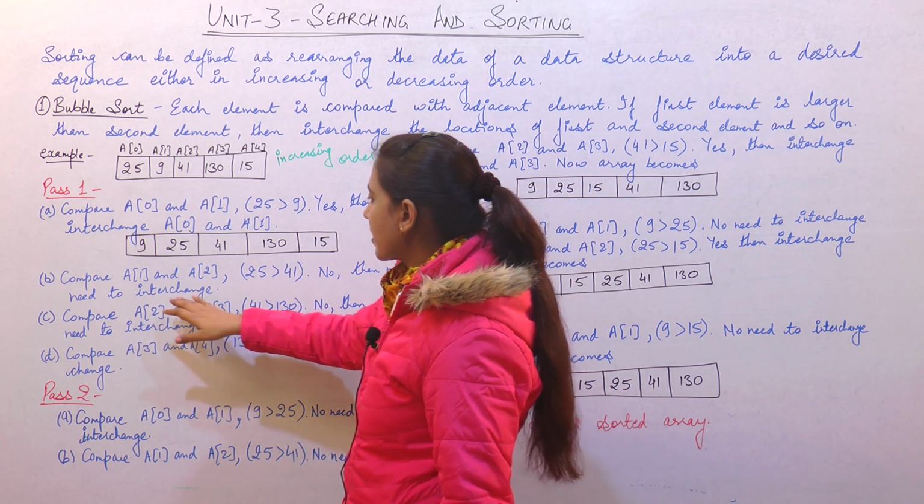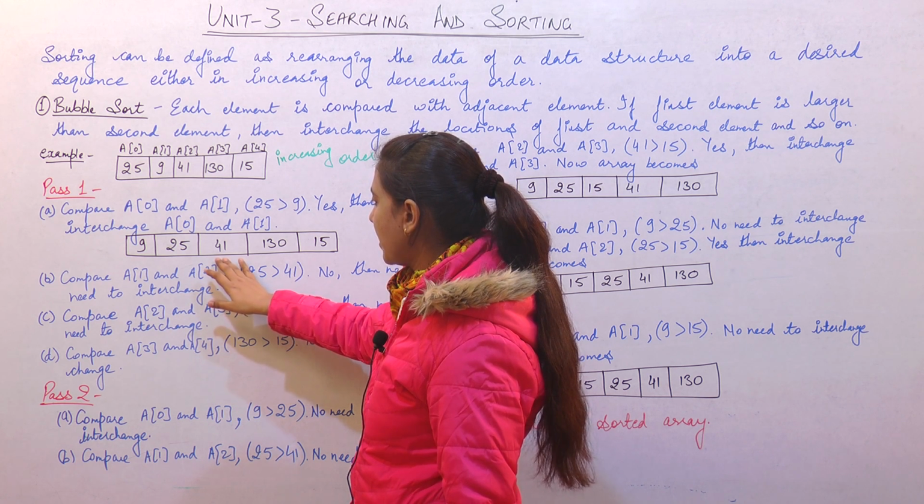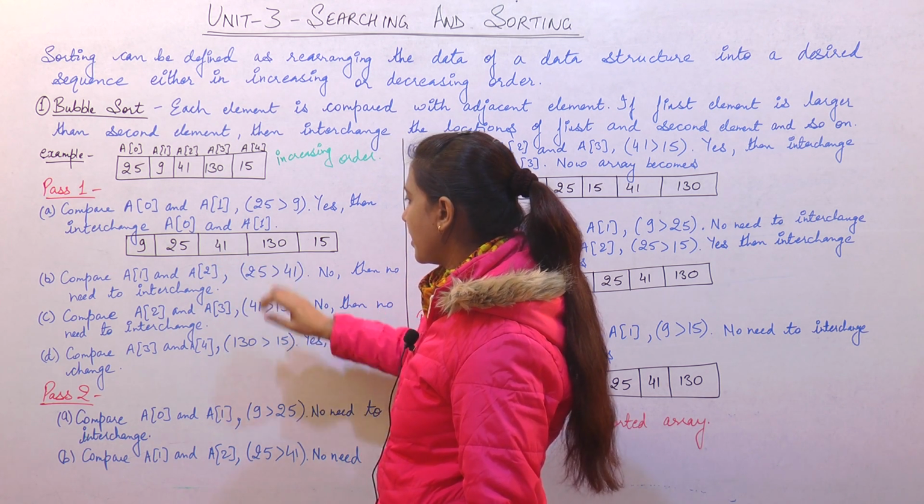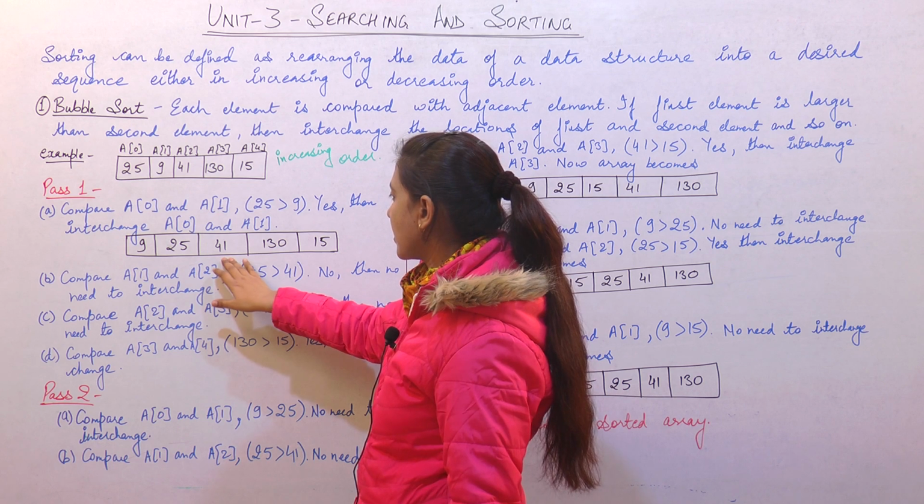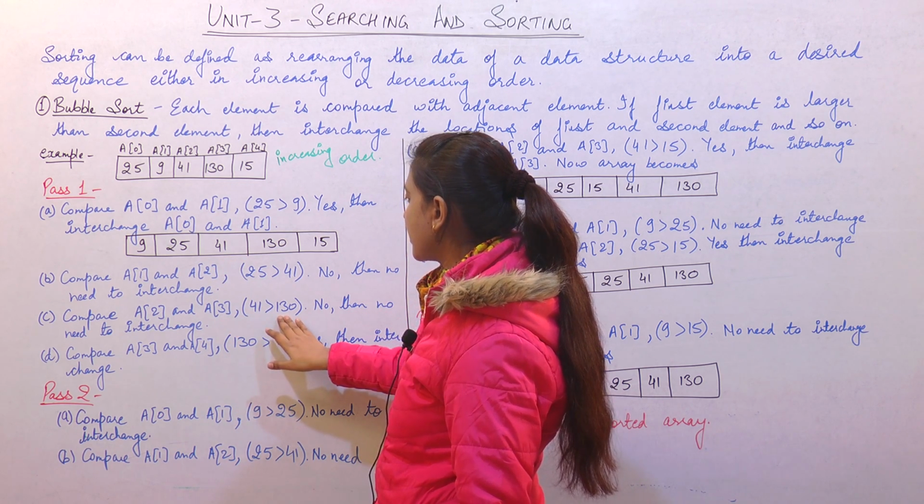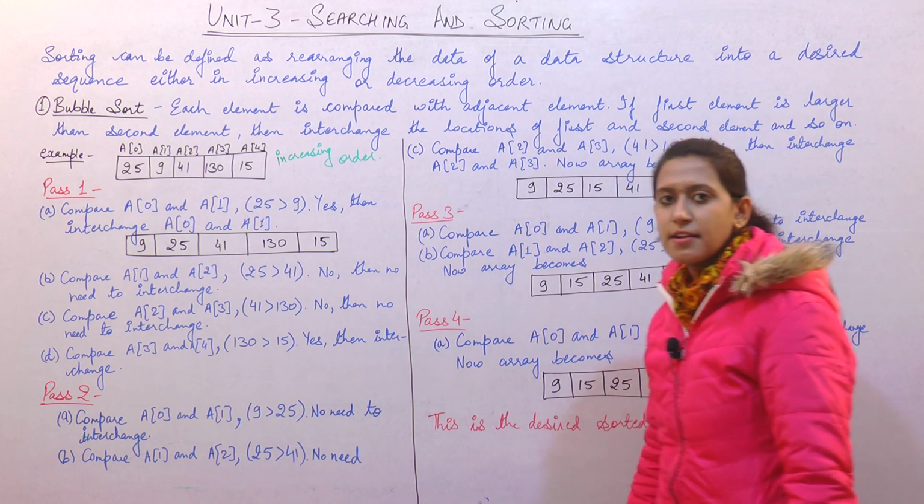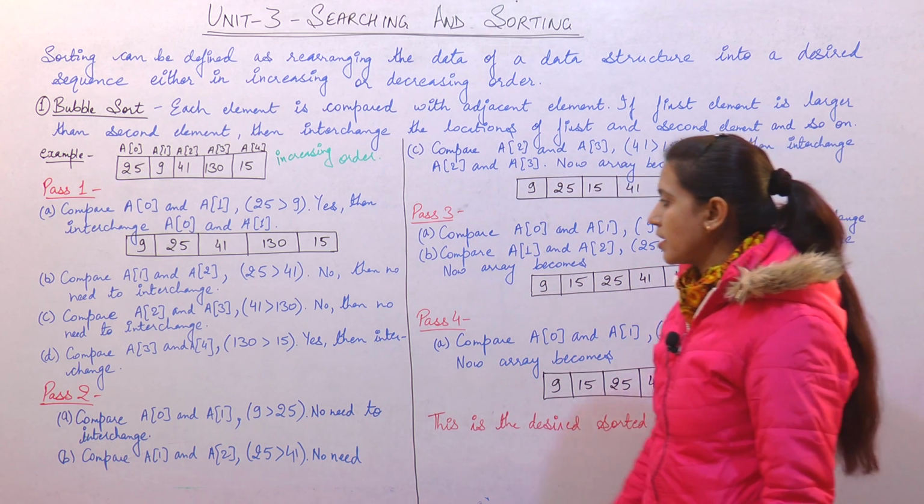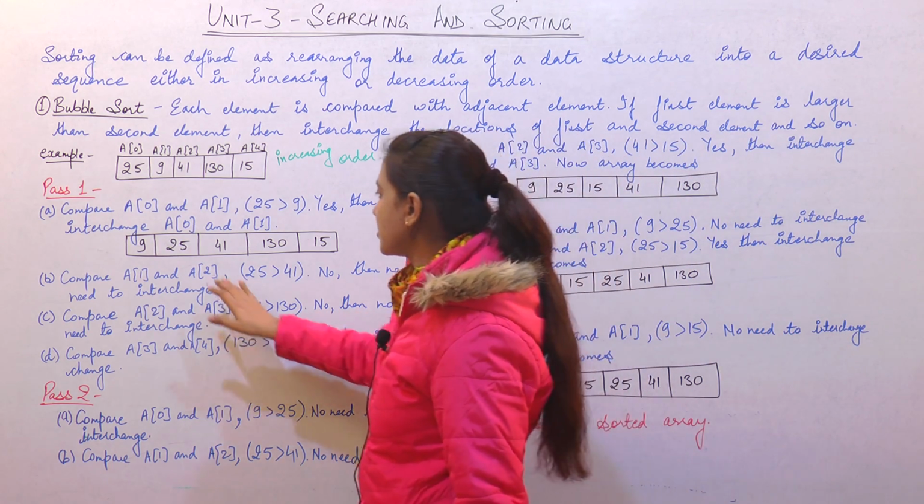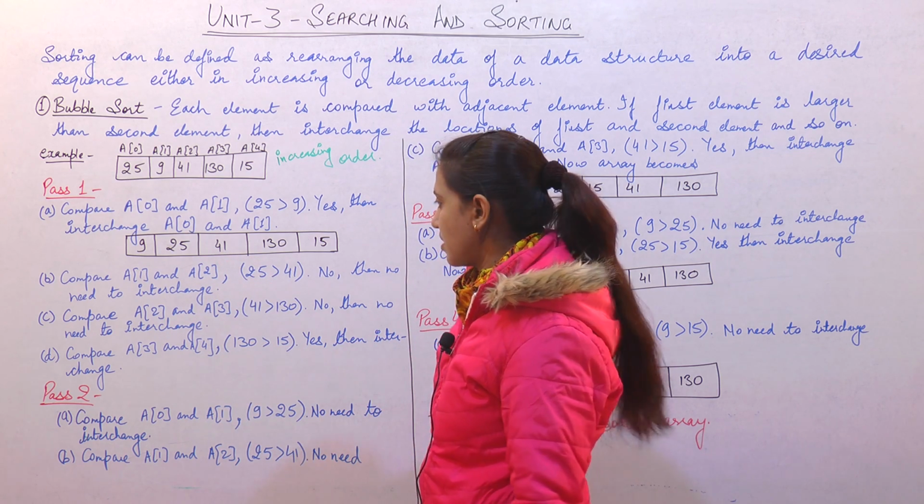Further moving, we will compare the elements at A2 and A3. A2 contains 41 and A3 contains the value 130. So 41 is also not greater than 130, so there is no need to interchange the positions of 41 and 130.